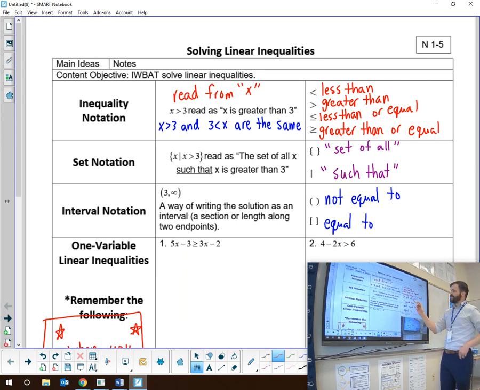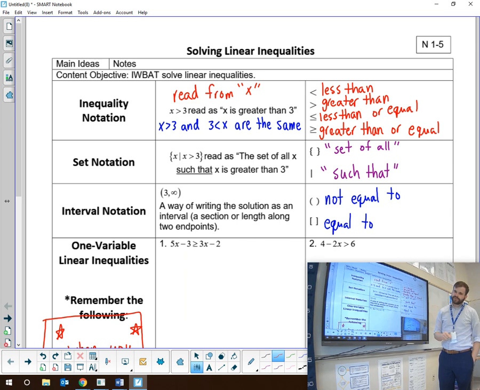Then again, set notation. Remember, set notation is pretty much the same thing as inequality notation, but all we're doing is putting the squiggle brackets on the ends that say that's the set of all the numbers in there. And then we have that straight up and down line saying x such that. So this is the set of all x's such that x is greater than 3.